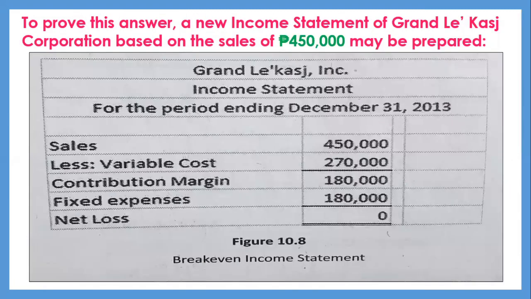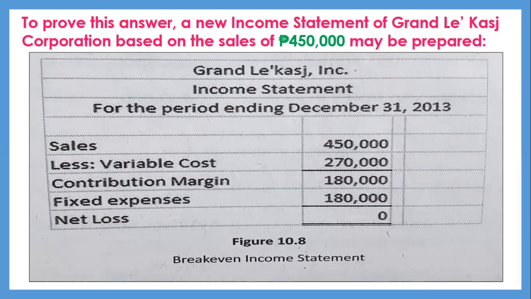And how do we prove this answer then? To prove this answer, a new income statement of Grand Lecas Corporation based on the sales of 450,000 pesos may be prepared as this. Okay, so you have there the income statement of Grand Lecas Incorporated for the period ending December 31st, 2013.